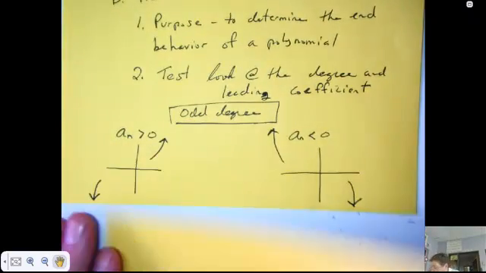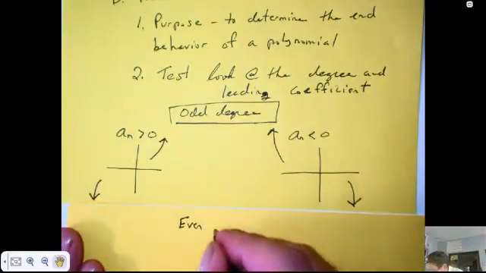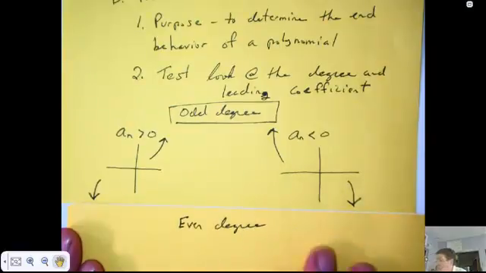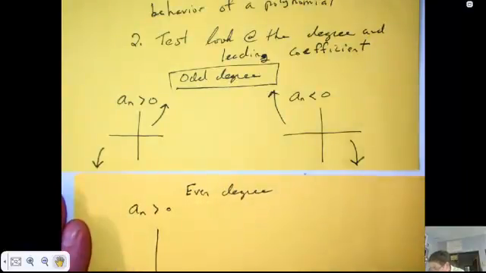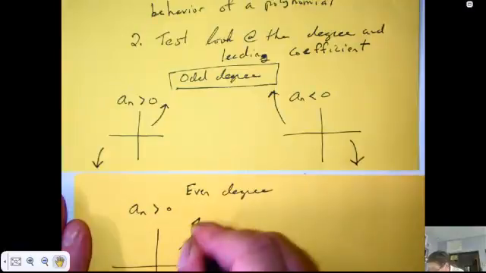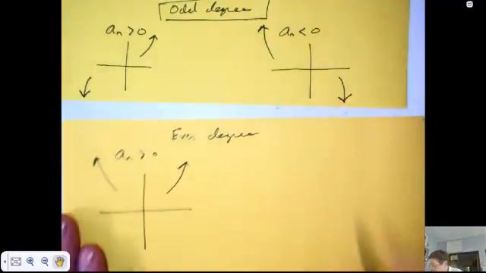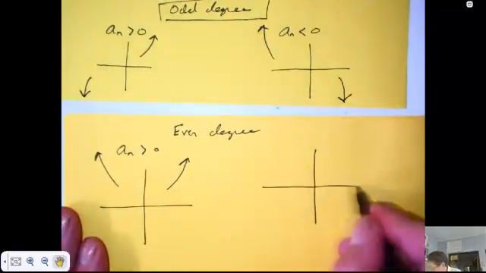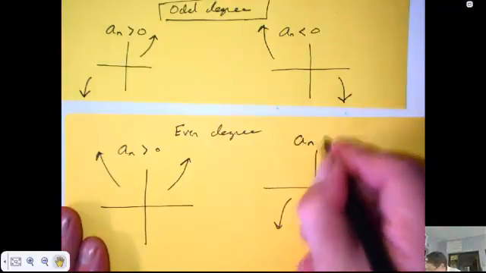And then if we have an even degree, now this is the one that Marcel you're thinking of, I think, for an even degree, if you have a positive coefficient, now both sides are up. And again, it's just like y equals x squared in the simplest case. Or both sides are down if the leading coefficient is negative.